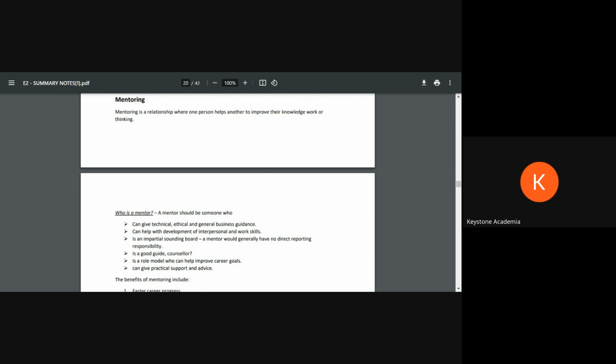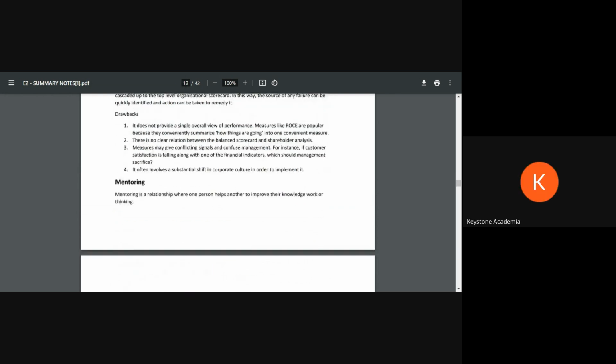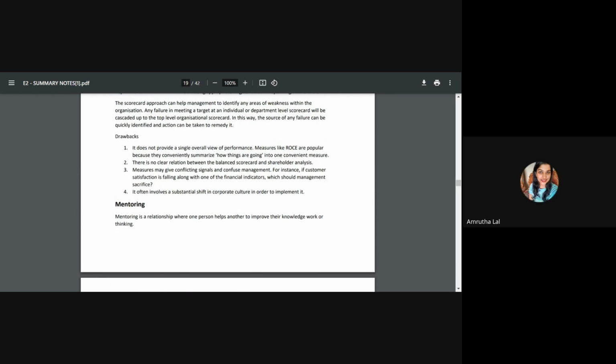Anybody else? Can somebody say what qualities a mentor should have? Scroll above, you're all going to look at the points. Ability to guide the person the mentor is mentoring. Yes, next. The mentor should be able to guide based on his knowledge and experience. Okay.